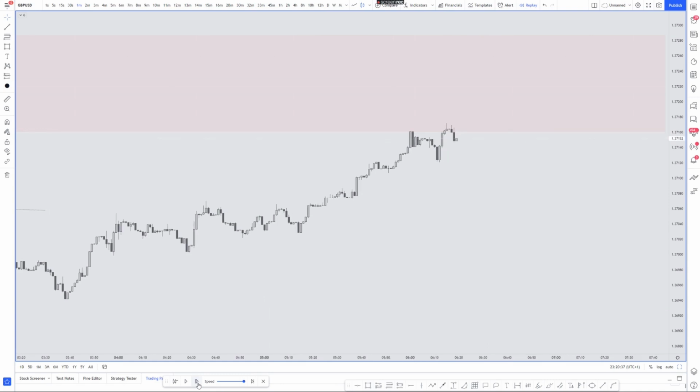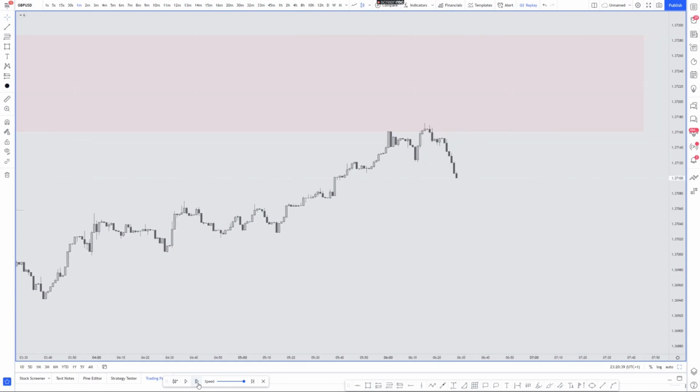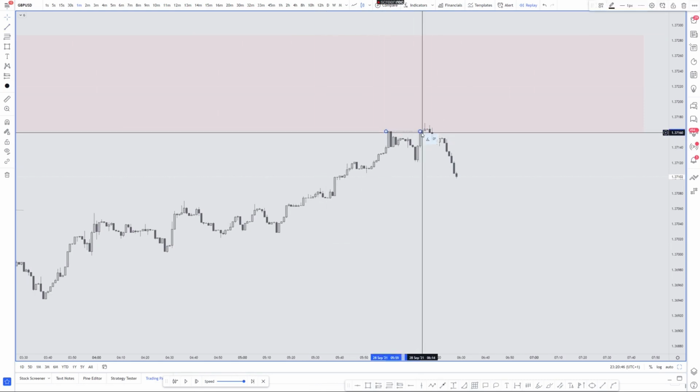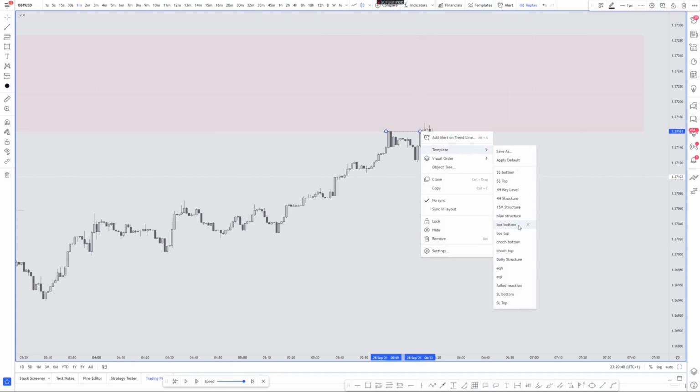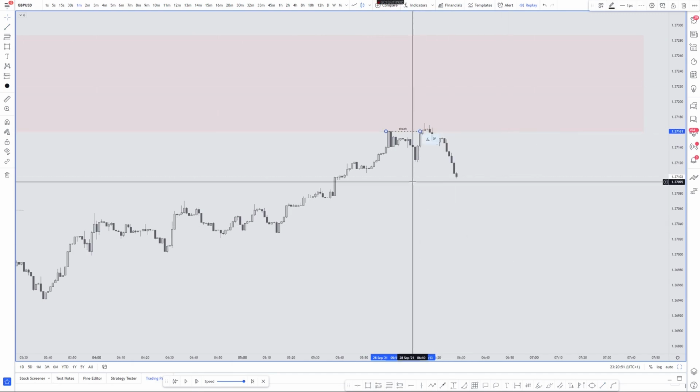And once again, we swept the highs, we swept the lows. So if you just quickly look at this, you have chalk top and you have chalk bottom.